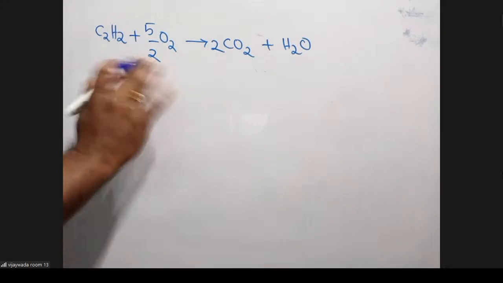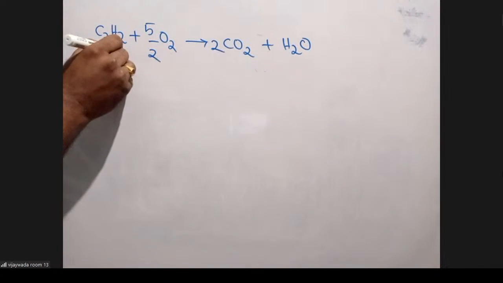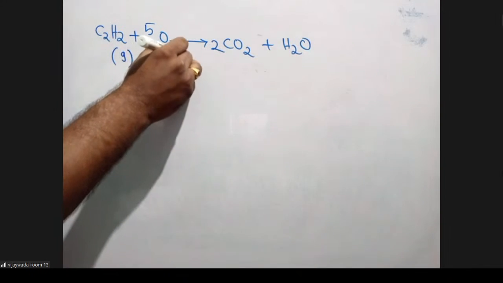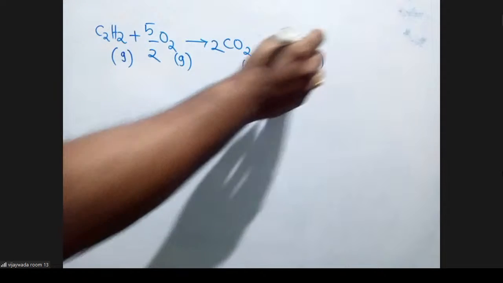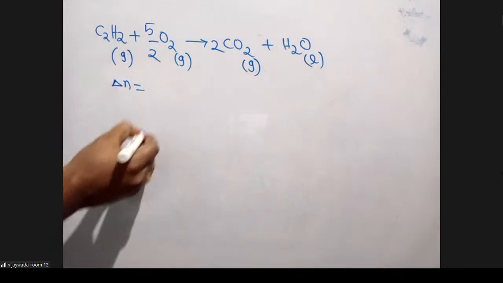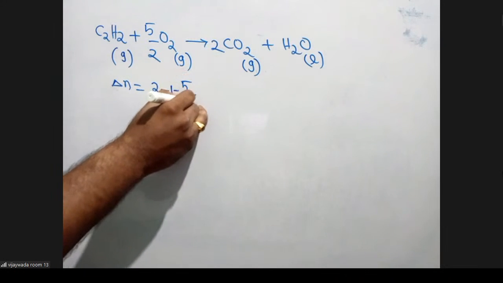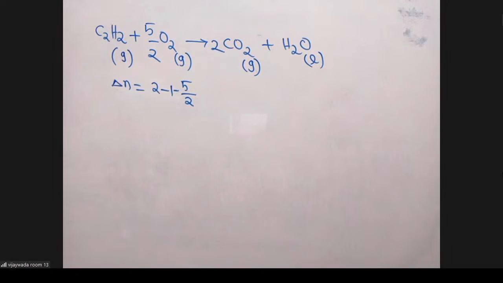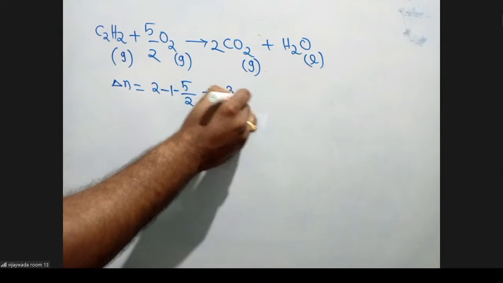We know that already balancing chemical equation, particularly combustions of hydrocarbons. Acetylene is a gas, oxygen is a gas, carbon dioxide is a gas, but students, here water is a liquid. The water is in liquid state. Now delta n value is 2 minus 1 minus 5 by 2. What is the value? 2, 4 minus 1. So minus 3 by 2. Am I correct?